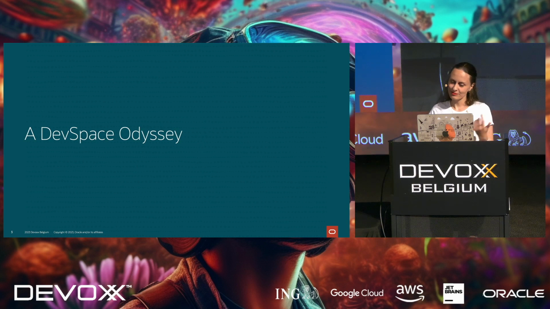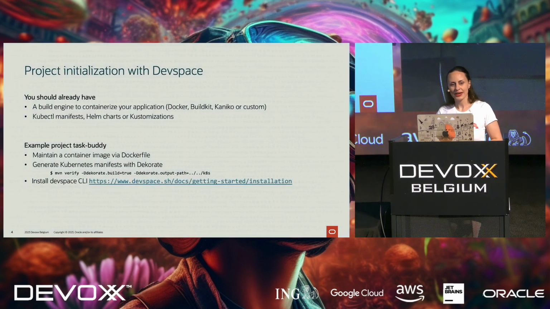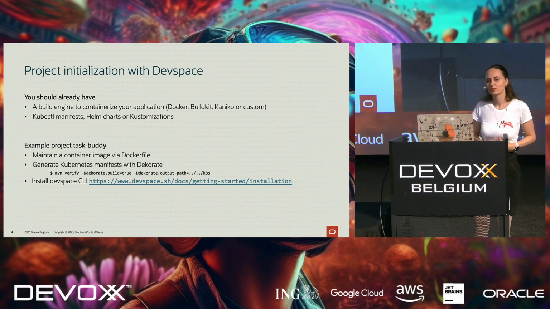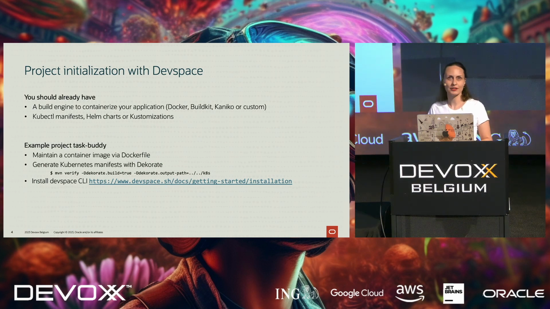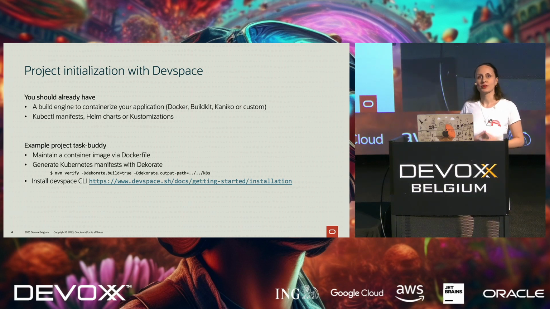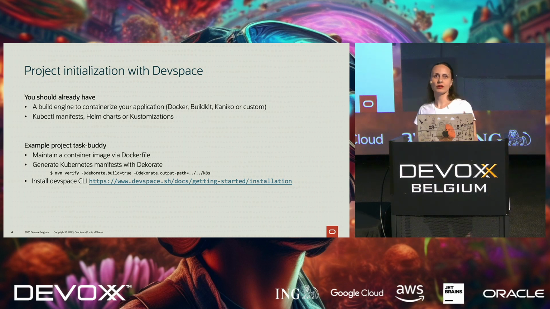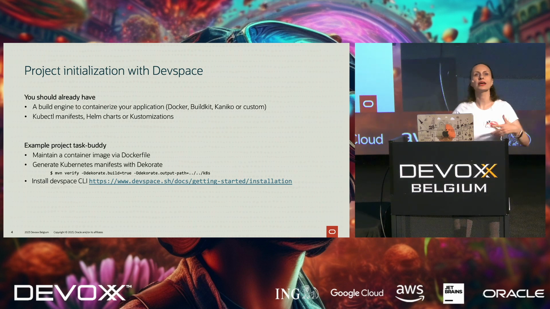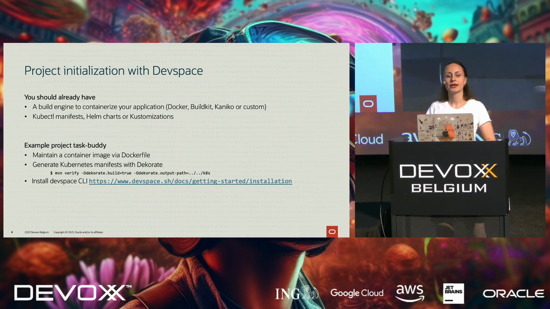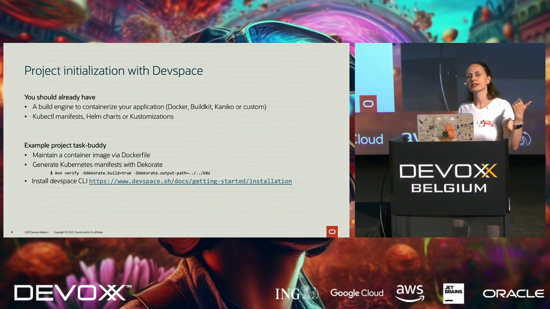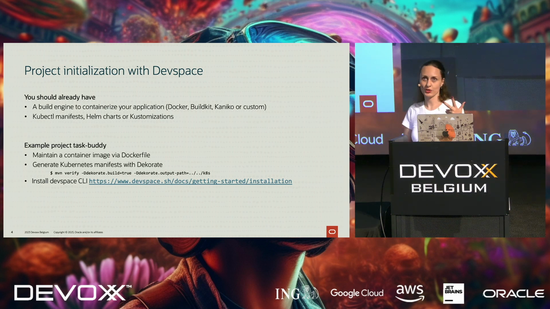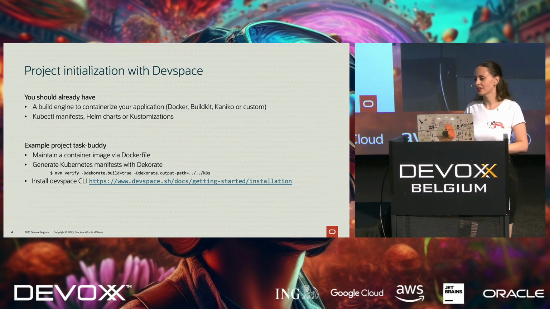So we're going to dive a little bit into the demo for this one, quite easy. But if you want to start with Devspace, the first thing that you should consider is that you should already have a build engine to containerize your application. So it expects you to have either Docker, BuildKit, Kaniko, or a way to customly build your container images. And of course, one of the three: kubectl manifests, Helm charts, or Kustomizations. So you need these in order to initialize your project with Devspace.